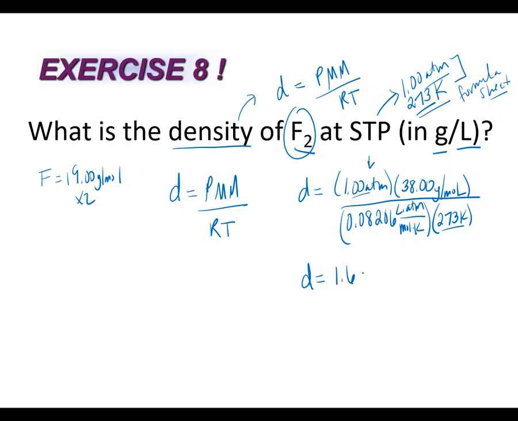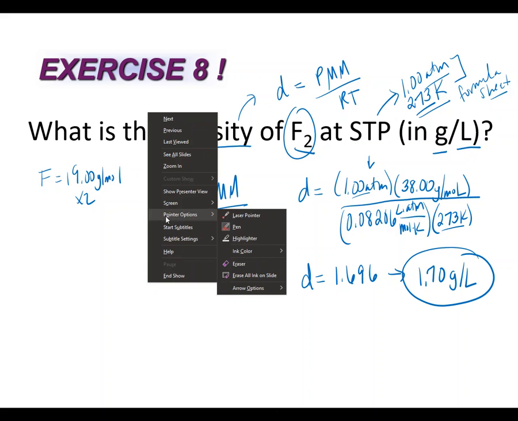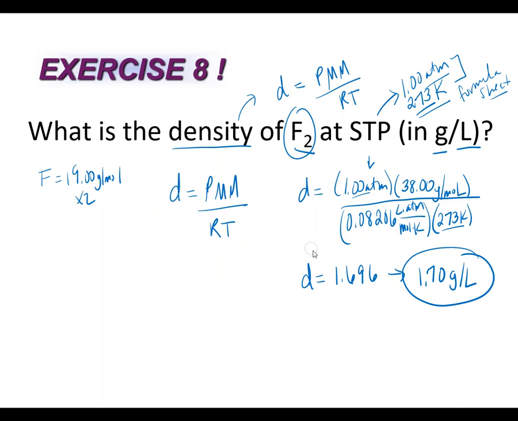So 1.696 is the calculator answer. I would round it to 1.70 grams per liter. And just to verify that everything cancels correctly, let's go ahead and do that. So ATM, ATM, K, K, mole, mole. So we're left with grams and we're left with liters. Grams over liters.